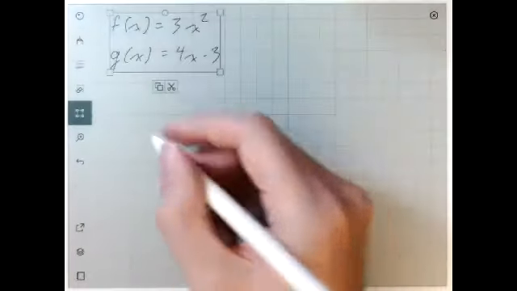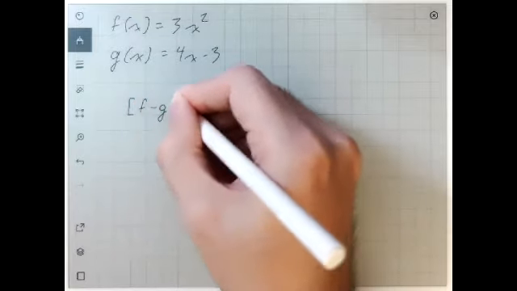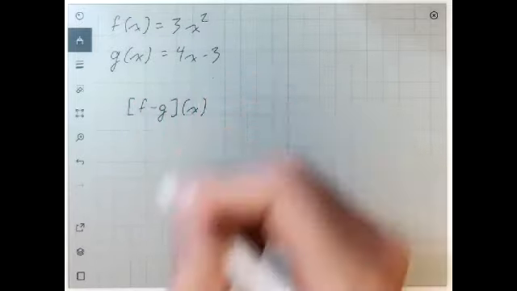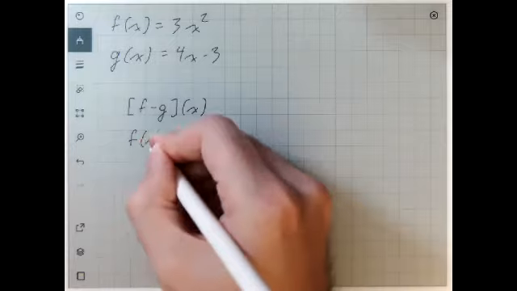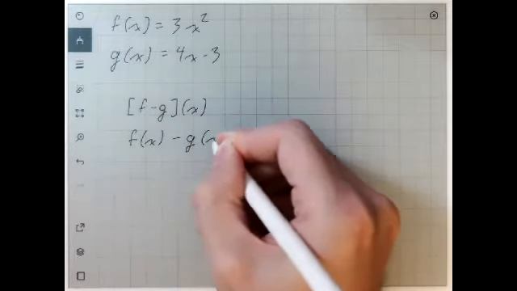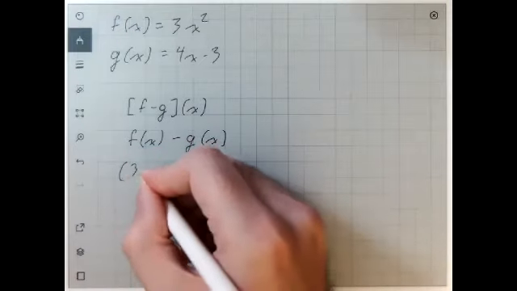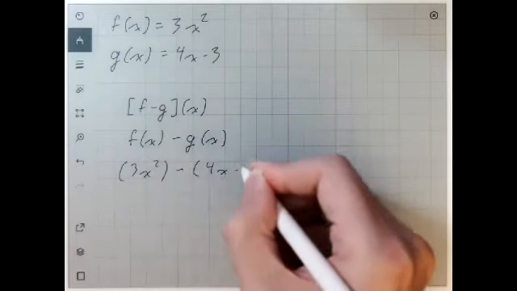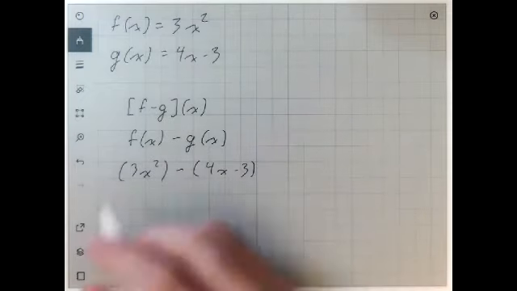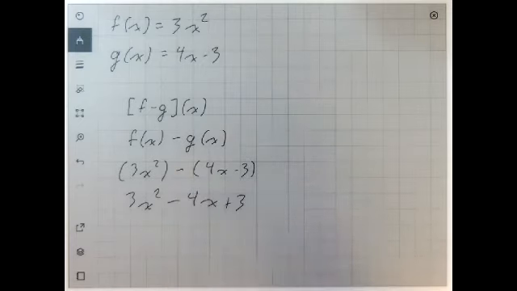Taking those same two functions and just continuing down the list, if we have f minus g of x, well, by definition, that is f of x minus g of x. And here is where that habit of always putting things in parentheses when you substitute a value into an expression pays off. Because we have to be careful to distribute the subtraction there. And end up with 3x squared minus 4x plus 3.